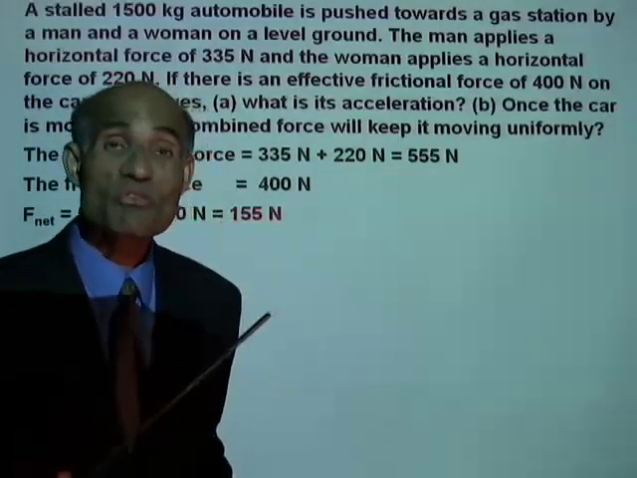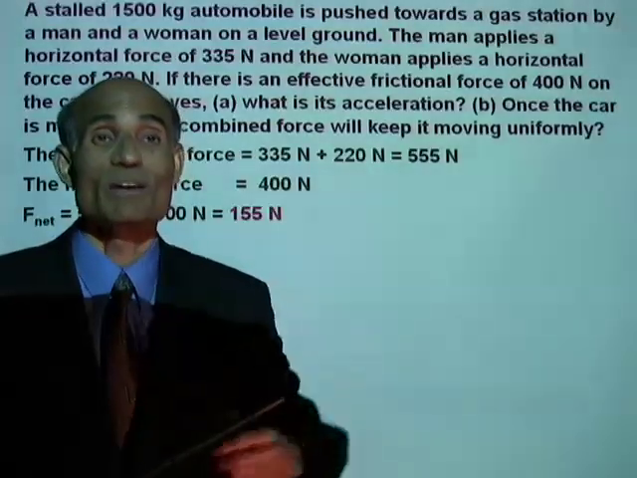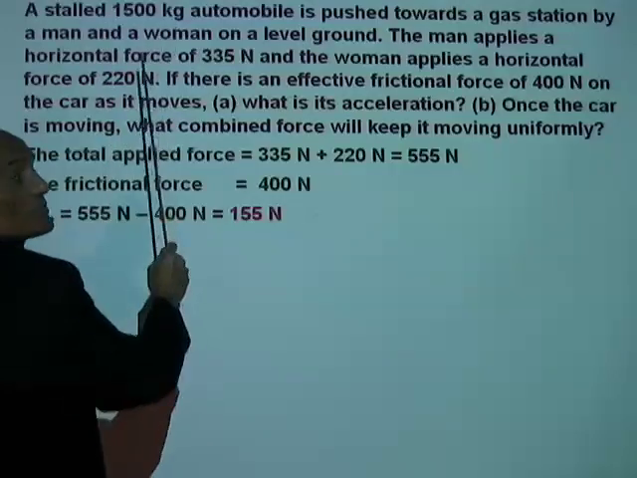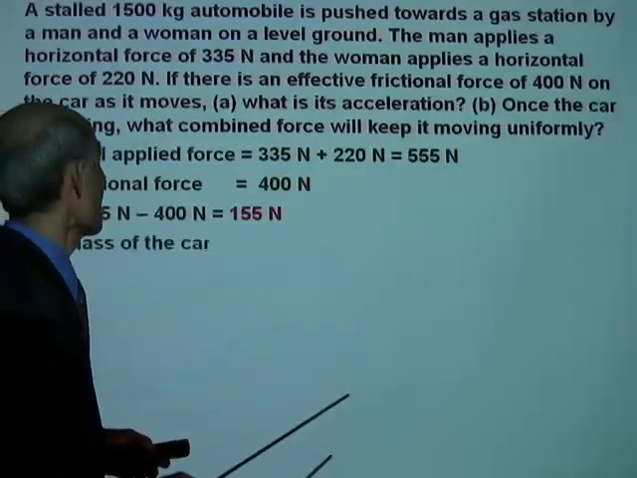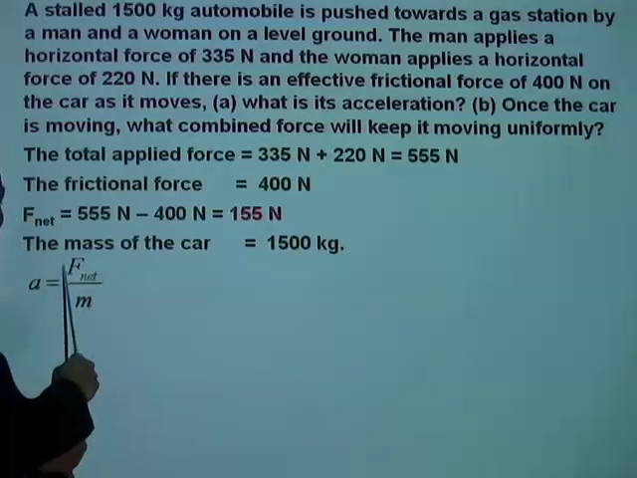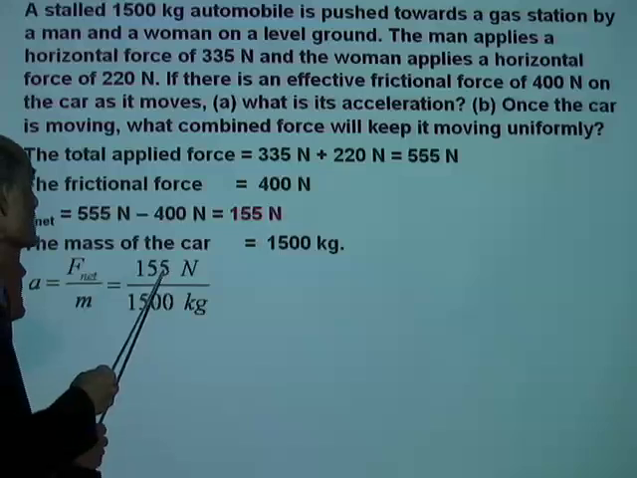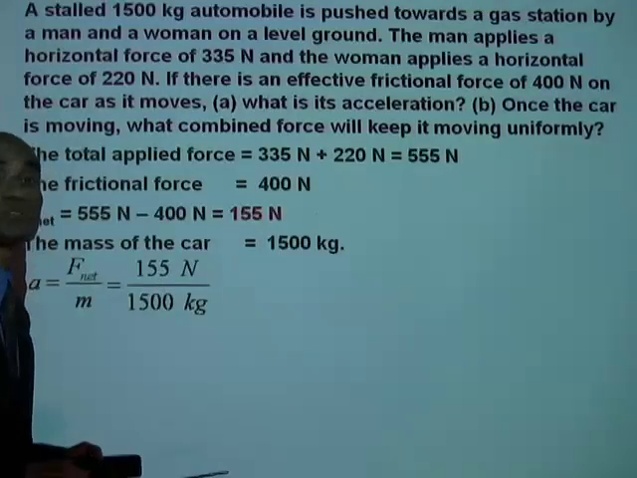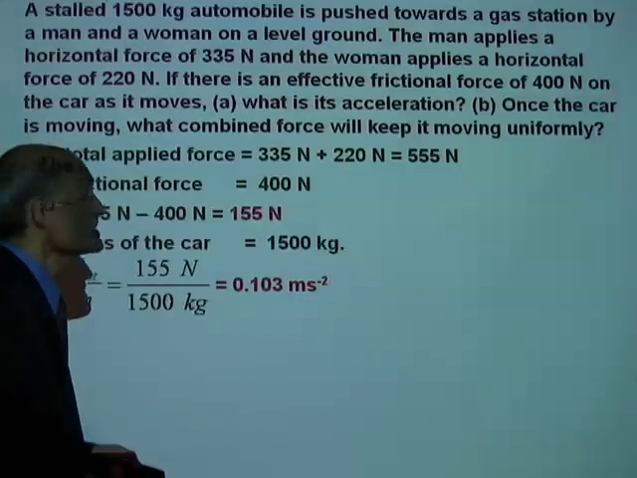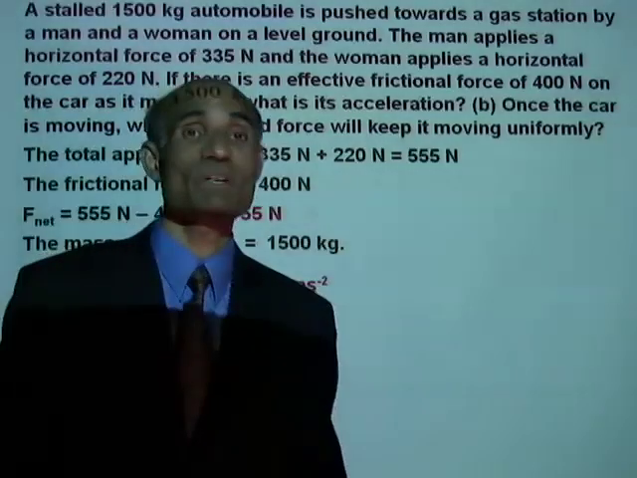It is this net force that produces an acceleration on the car. What is the mass of the car? The mass of the car is 1500 kilogram. So the acceleration therefore is net force divided by the mass, that is 155 Newton divided by 1500 kilogram, that is 0.103 meter per second squared.